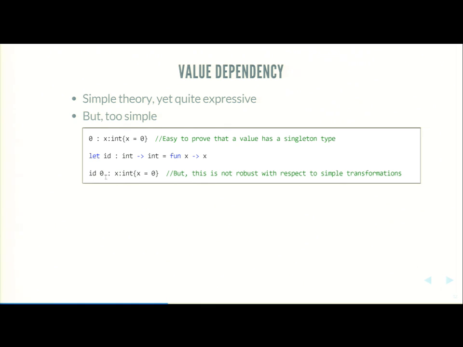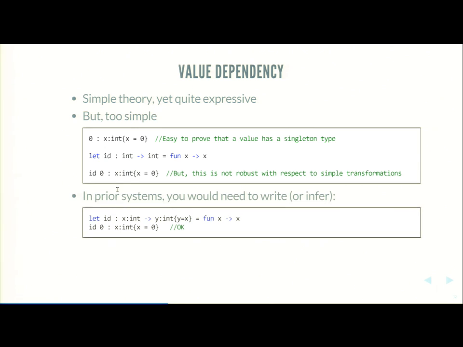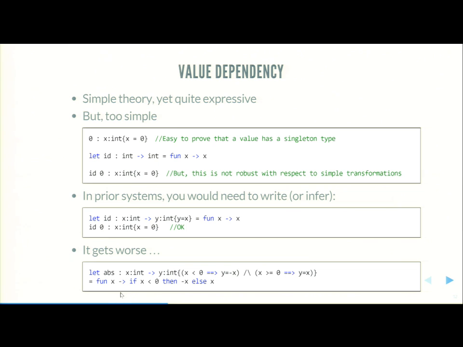But if you apply ID to 0 and you want to prove that the thing still has the type 0, the singleton type 0, where ID just has the type int arrow int, this usually does not work in prior systems. What you need to do is to actually enrich the type of ID, recording in its result type that it in fact is the ID function.